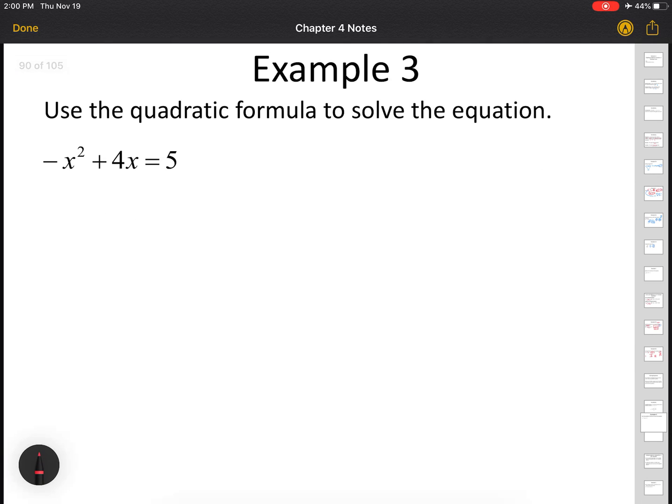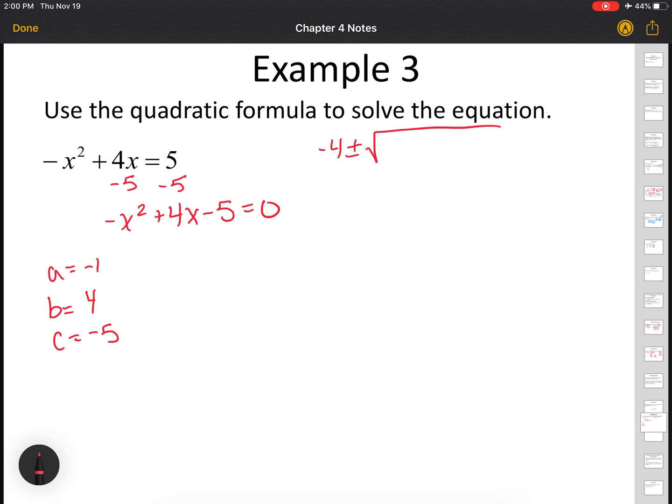And here we have another one. Okay, I'm going to move the 5 to the other side. So I'm left with negative x squared plus 4x minus 5 equals 0. Picking out A, B, and C. So negative 1, 4, and negative 5. And if I plug these in now, well, negative B, or negative 4, plus or minus my B squared, or 4 squared, minus 4 times A, which is negative 1, times C, which is negative 5. All over 2 times A, or 2 times negative 1.